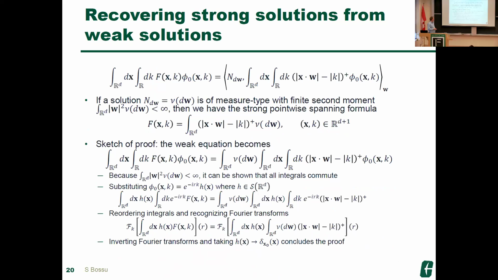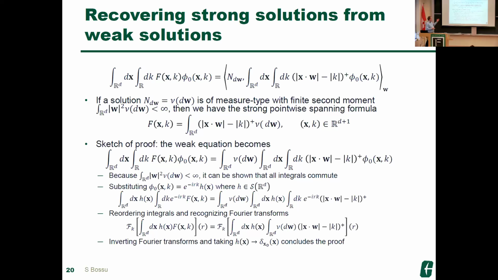Okay, and so one of the interesting things that we did in this paper is also recovering strong solutions from weak solutions. So this is the equation we're looking for. We're trying to find a solution n such that the left-hand side matches the right-hand side, right? And if it turns out that our solution is of measure type with finite second moment, then we recover a pointwise spanning formula, meaning that the payoff pointwise is going to be replicated by a continuum of basket calls with quantities defined by the measure mu corresponding to the solution. Okay, and I will skip the sketch of proof here because there is not enough time left.